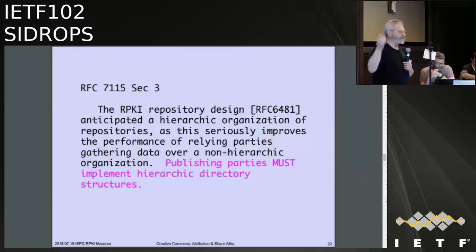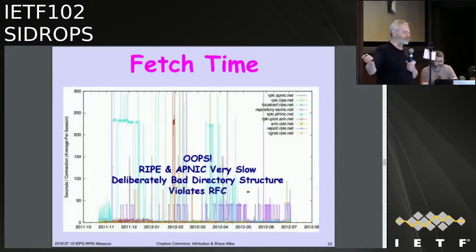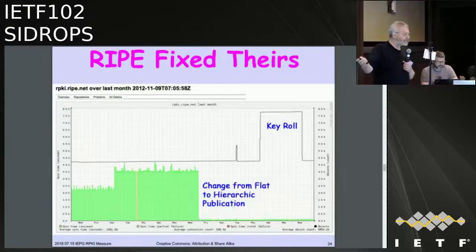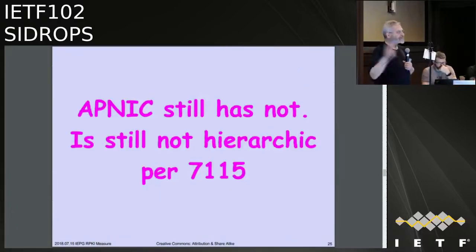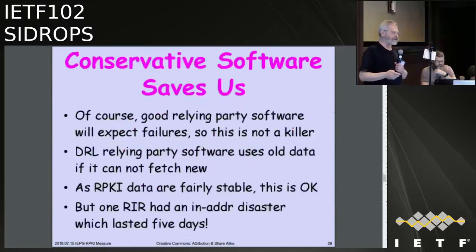RFC 7115 says rsync must be a hierarchic directory structure so it can just fetch it with one TCP setup instead of 5,000. Here's the 5,000. RIPE and APNIC make you fetch all of them and it takes forever. RIPE fixes it. Look how wonderful that is. And look at a nice clean key roll, by the way. They doubled their objects, went back to normal. So APNIC still has not fixed that. They're still out of RFC on that. And everybody running rsync pays the TCP setup price.